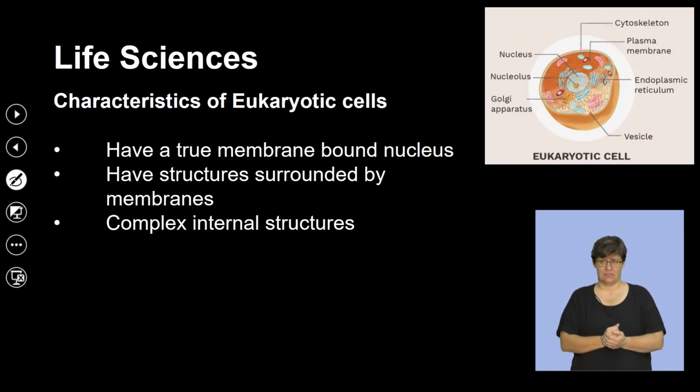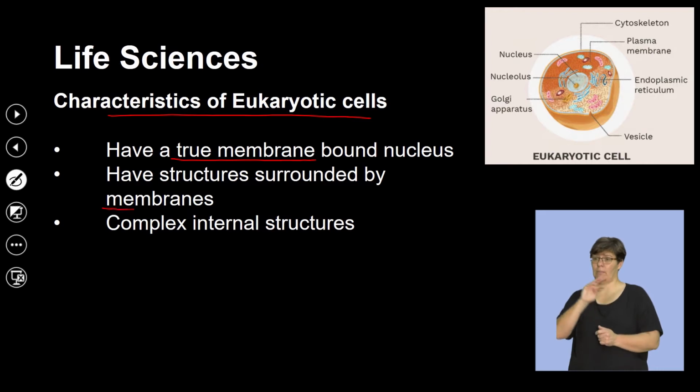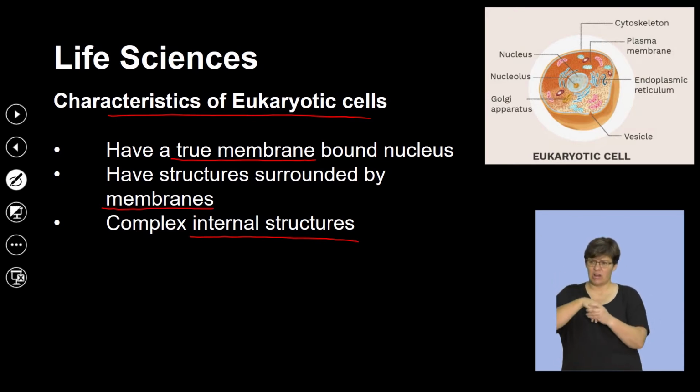If we compare that to the characteristics of your eukaryotic cells, these have a true membrane-bound nucleus. They have structures that are surrounded by a membrane, and they have complex internal structures such as mitochondria and Golgi apparatus, etc., as we see in this illustration.